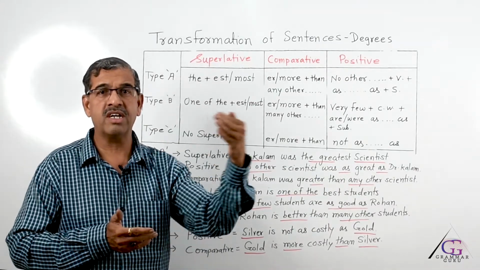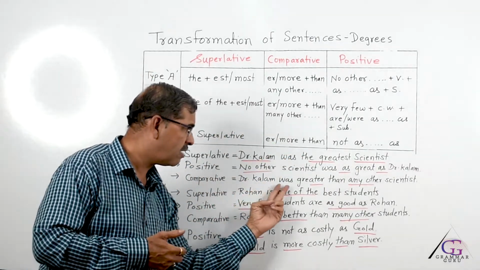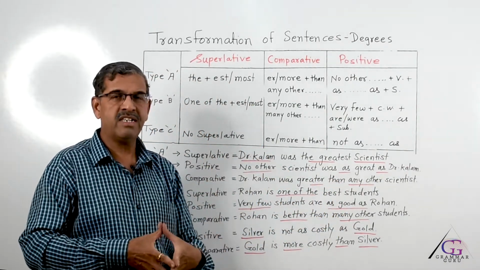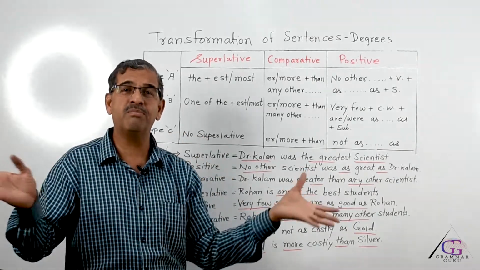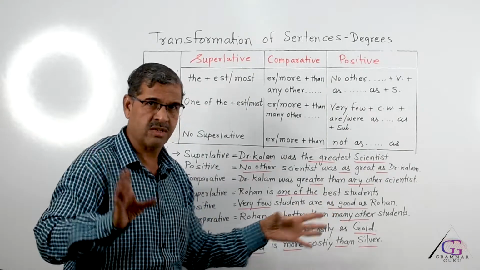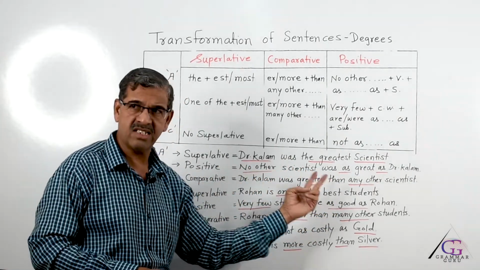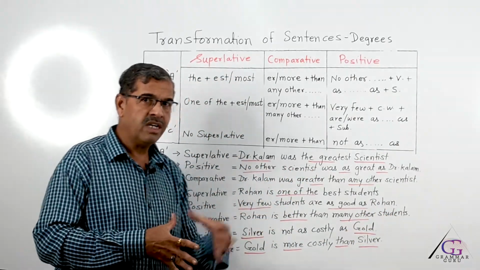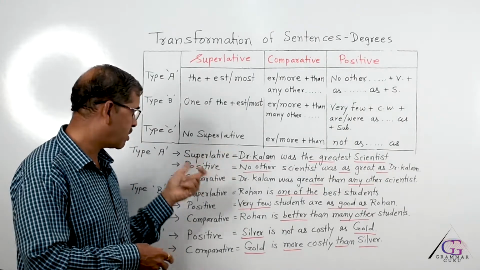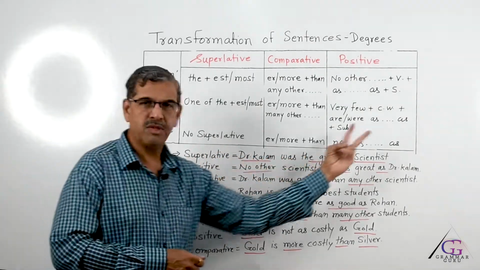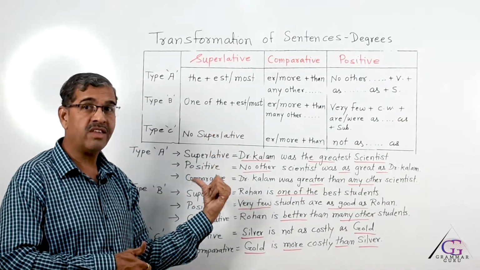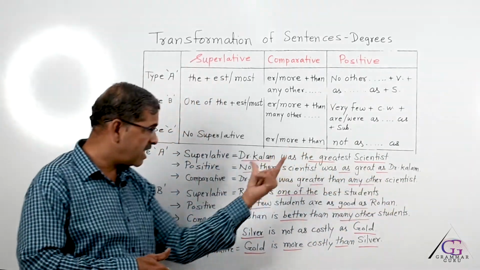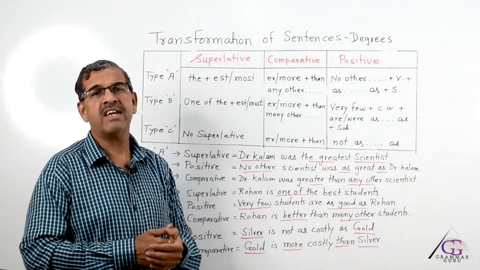So, great is positive, greater is comparative. So, we have written Dr. Kalam was greater than, and since it is an A type sentence where the noun in the beginning cannot be compared with itself, we say than any other scientist. In the positive degree it was no other scientist, in comparative degree it is any other scientist. I hope you can make out the difference. Let us take another example for type A. Rose is the most beautiful flower, superlative. Then positive: no other flower is as beautiful as rose, and then comparative: rose is more beautiful than any other flower.